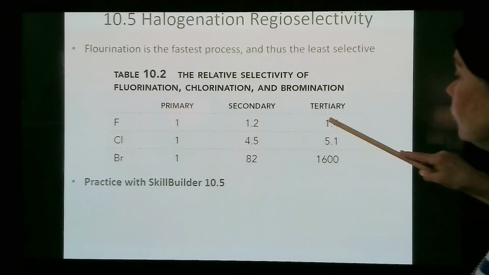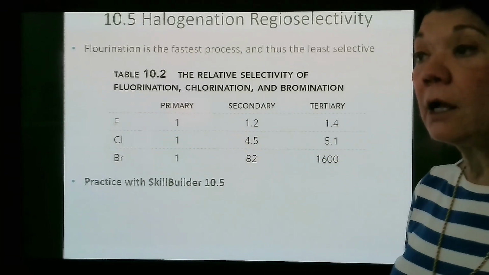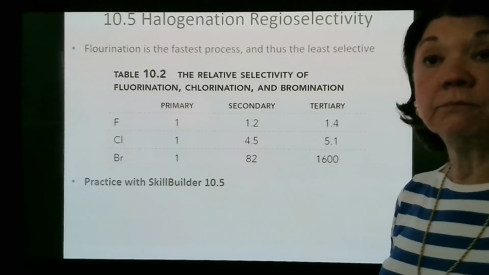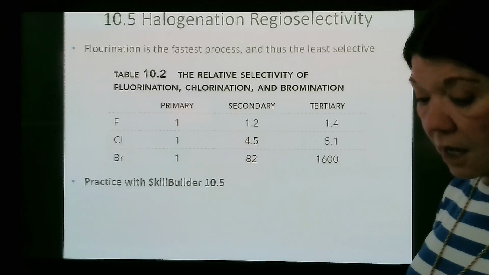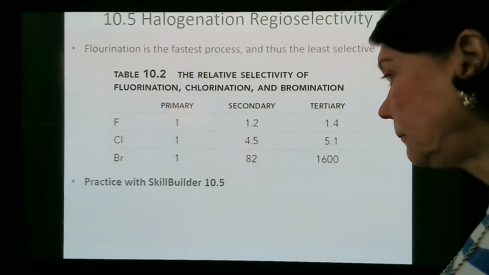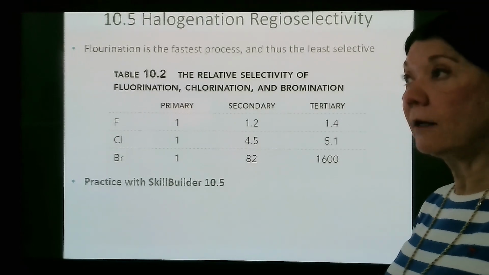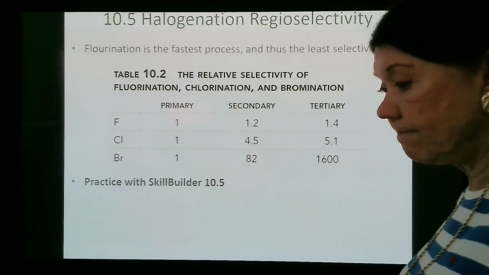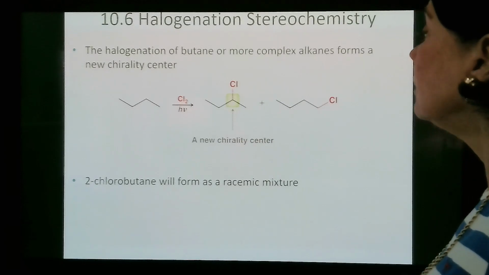And for fluorination, it's almost indiscriminate. Remember, I told you that fluorine is so high energy, it just more or less reacts with the first thing it bumps into. So the stabilities of the intermediates, the radical centers, have almost no effect. It just almost reacts with the first thing it bumps into, because it's such a high energy process.